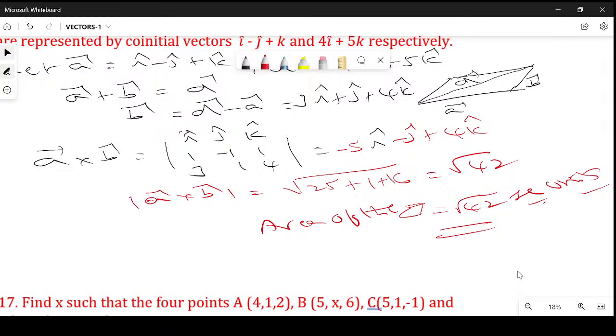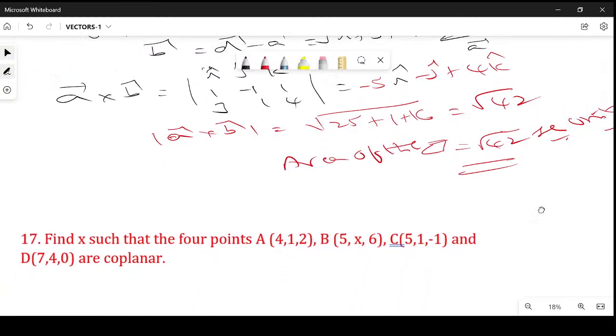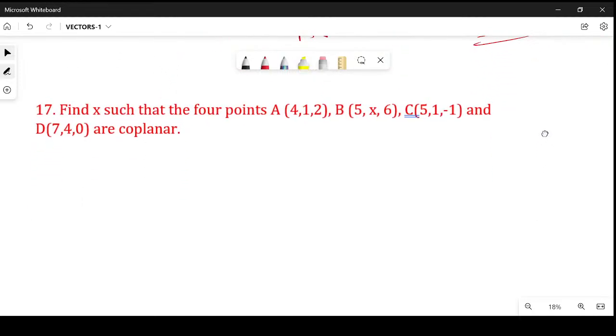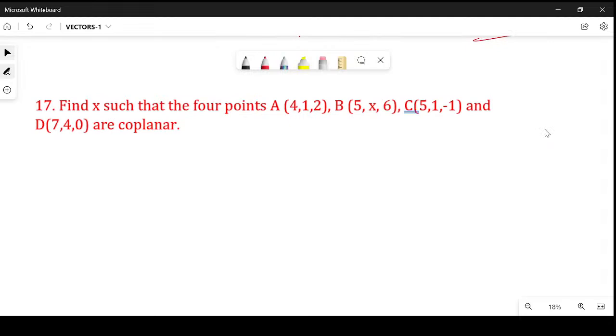Of that important problem I have given, you can solve it. See the next important one. Find x such that the 4 given points are coplanar. Coplanar. If anyone has a doubt, you can ask me now.